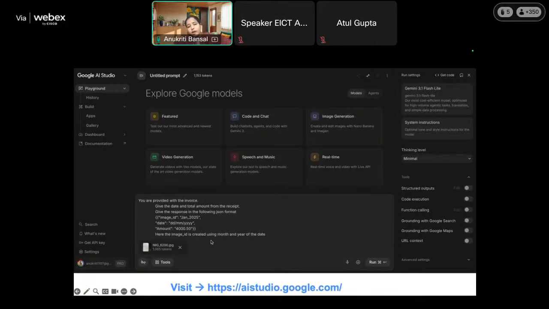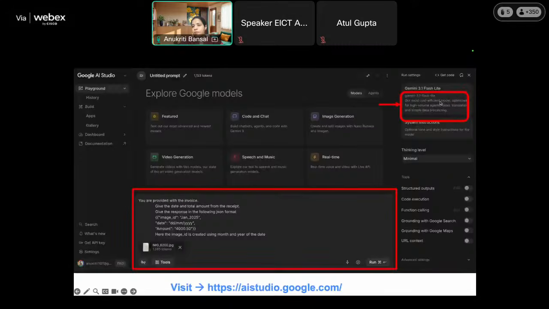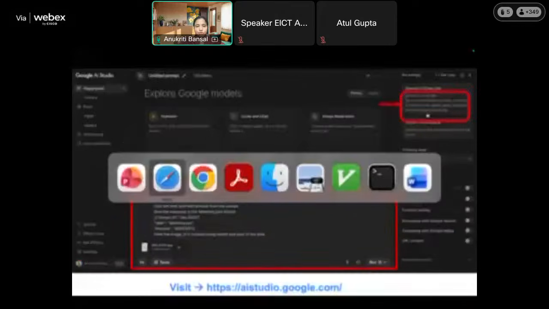Okay, so here I have provided one example of how my model has to behave. Here I can write my prompt, and here I can select the model. In this particular case, I am using Gemini 3.1 Flash-Lite, but if you click here, you will find multiple examples.